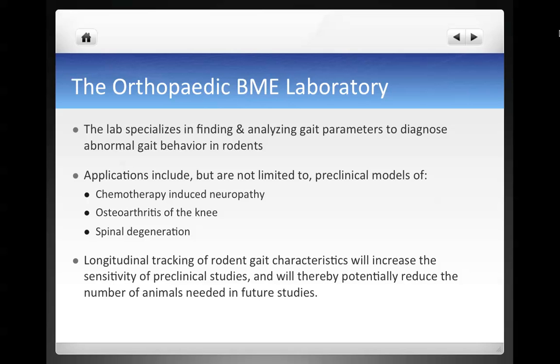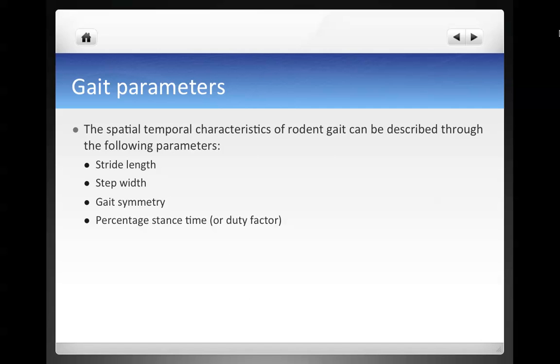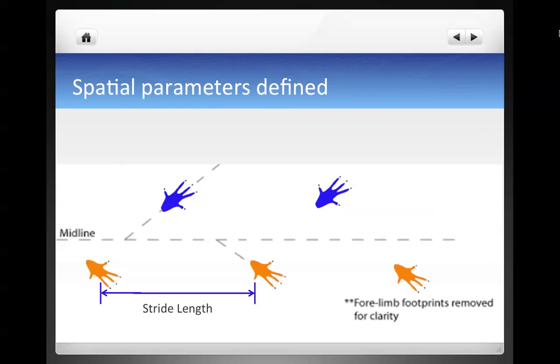Whenever possible, we use longitudinal experimental designs because such designs increase the sensitivity of preclinical studies and thereby potentially reduce the number of animals per study. We design our experiments around finding the following: stride length, step width, symmetry, and duty factor. Stride length is simply the distance between successive strikes of the foot and is always parallel to the direction of travel. Step width is always perpendicular to the direction of travel and is the projected distance between right and left strikes.